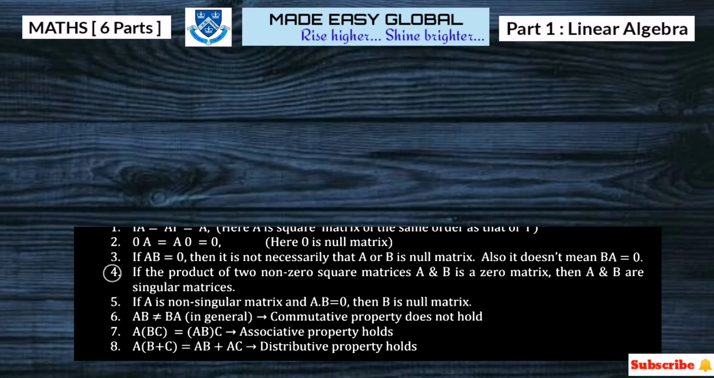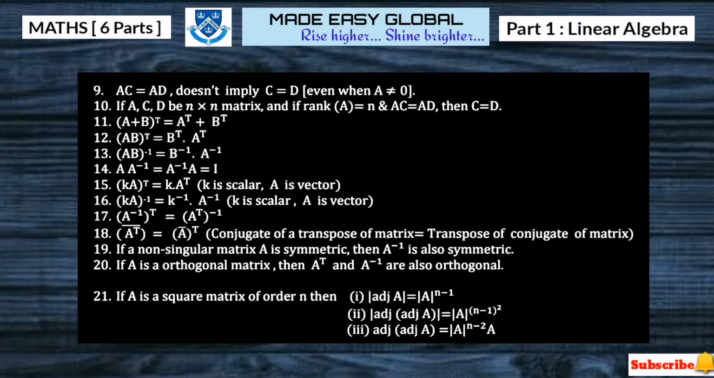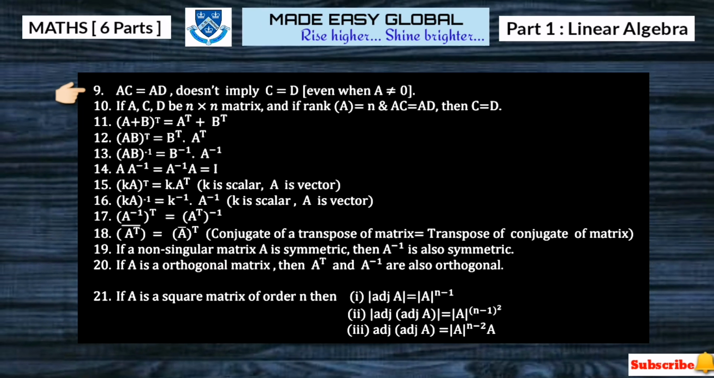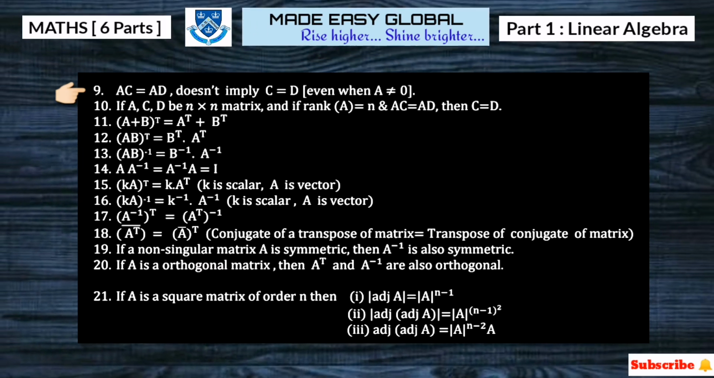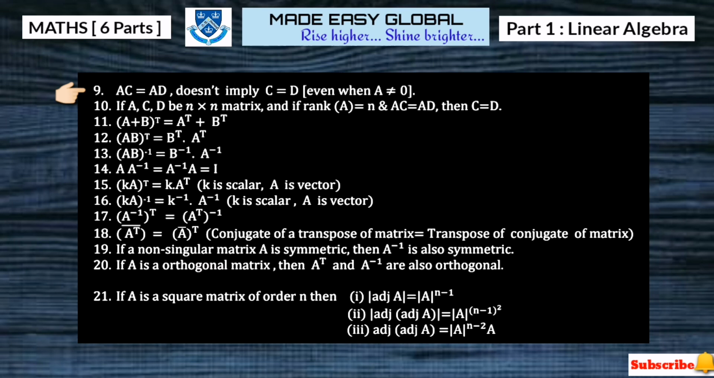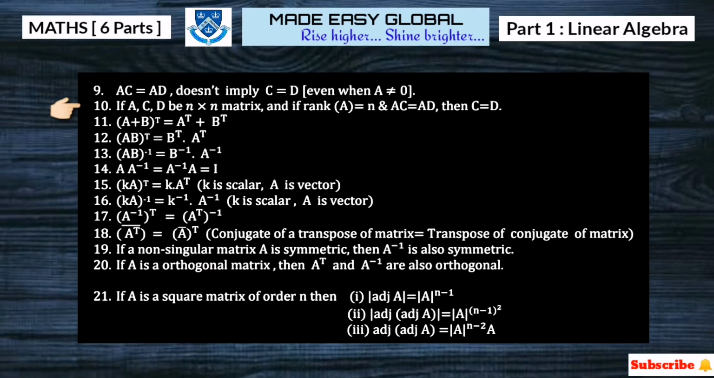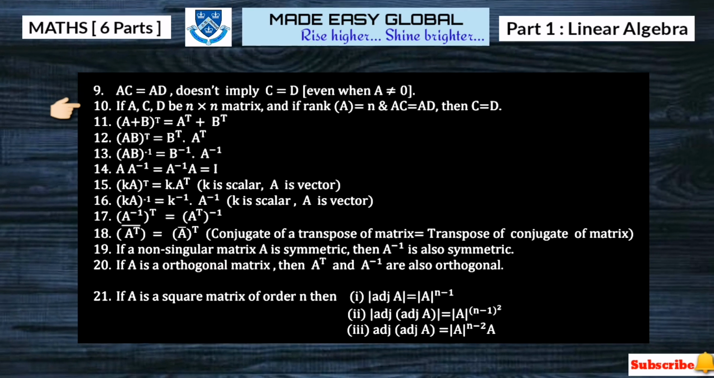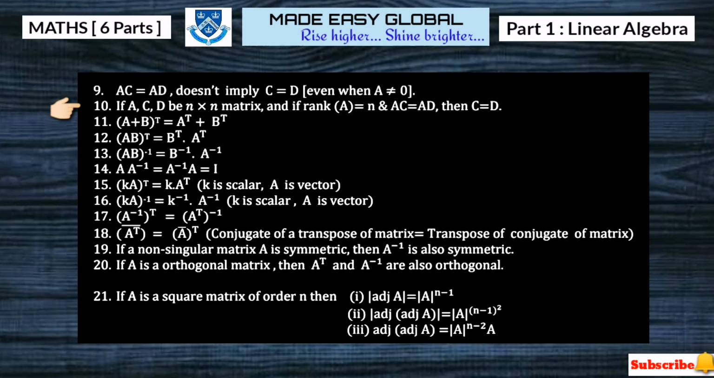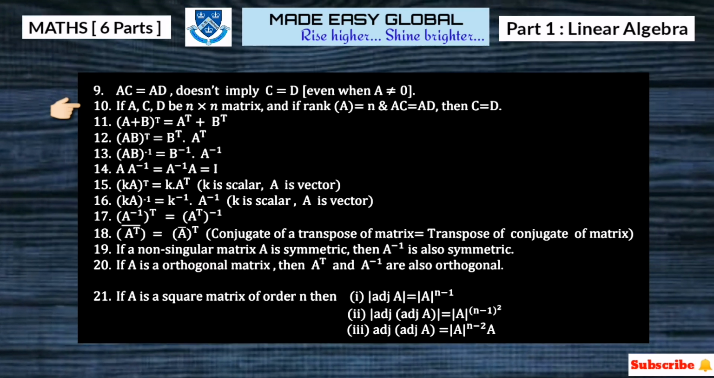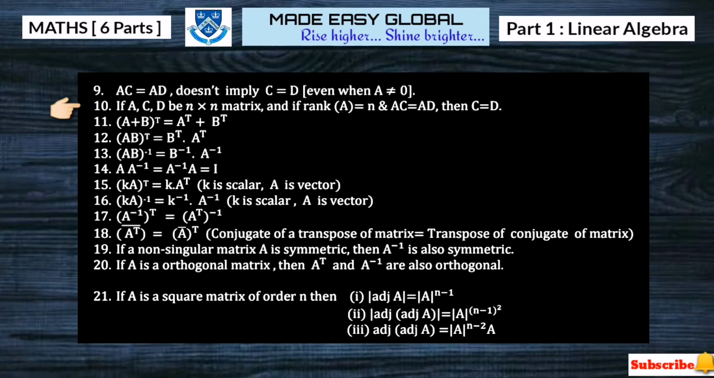Then some more notes are here. If AC is equal to AD, it doesn't imply that C is equal to D even when A is not equal to 0. Then if A, C, D are n cross n matrices, and if rank of A is equal to n and AC is equal to AD, then C is equal to D.